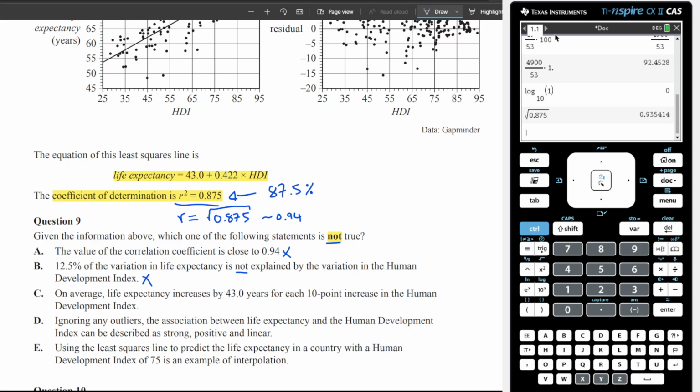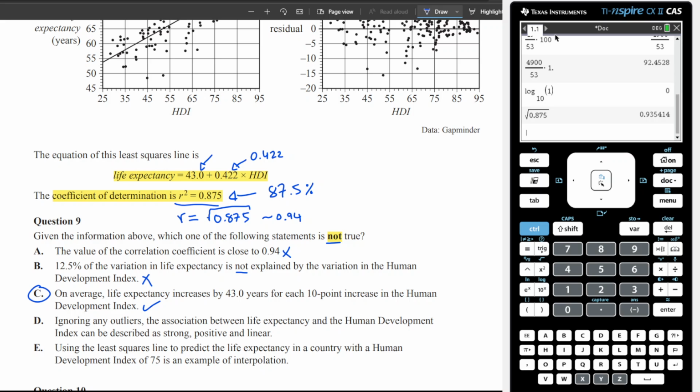Option C: on average, life expectancy increases by 43 years for each 10-point increase in the Human Development Index. Well, that's talking about the gradient. The gradient in here is 0.422, but they're not talking about the gradient, they're talking about this number in here. So this option C is actually what we want, because C is not true. That would be our answer, but let's just check D and E.